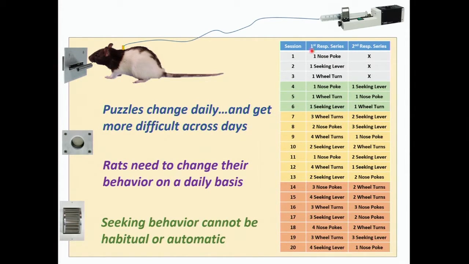So basically, they consist of one response series followed by a second response series. So for example, it'll have to nose poke once over here, and then go to the seeking lever over here. But on the last day, it has to press that seeking lever four times and then nose poke once. And again, these get harder and harder every day. Rats need to change their behavior every day, and so I'm arguing, since their behavior changes constantly, drug seeking can't be a habit.